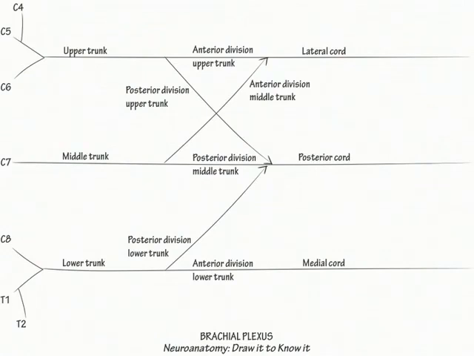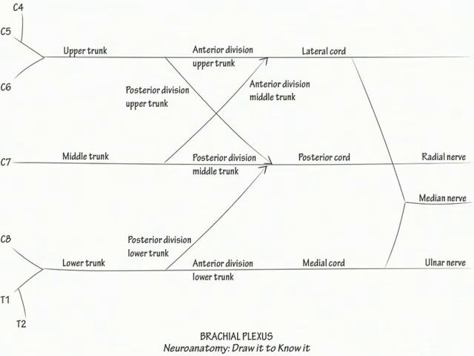The cords are named by their relationship to the axillary artery. Lateral lies lateral to it, medial is medial, and posterior lies behind it. Now connect the distal lateral and medial cords and label their union as the median nerve. Then show the medial cord becomes the ulnar nerve and the posterior cord becomes the radial nerve.